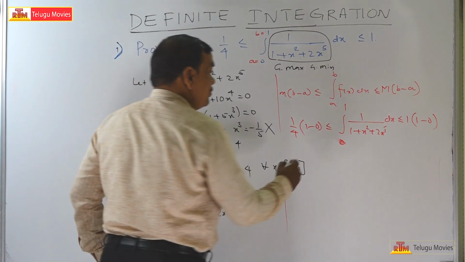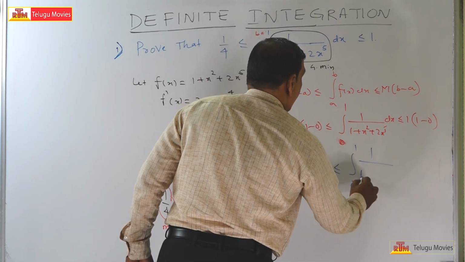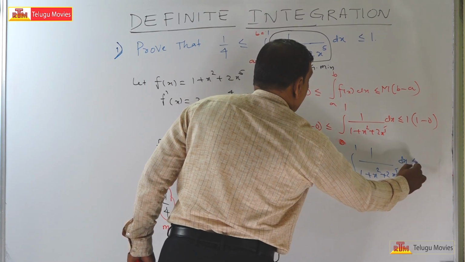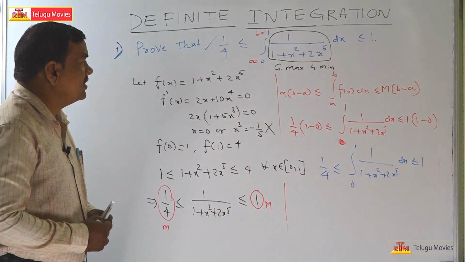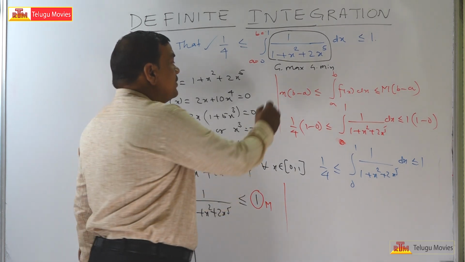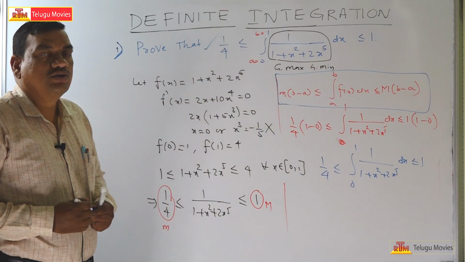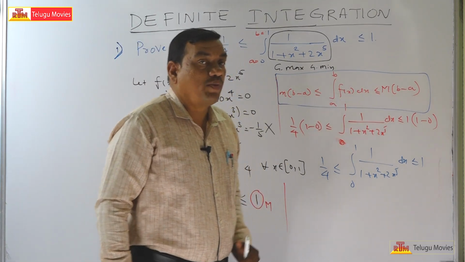So, this is equal to 1 by 4 less than or equal to integral 0 to 1 upon 1 plus x square 2x to the power of 5 dx less than or equal to 1. So, hence proved. Such a type of easy problem. We make use of this result here. Once you remember, in the previous class I explained the proof of this property also.